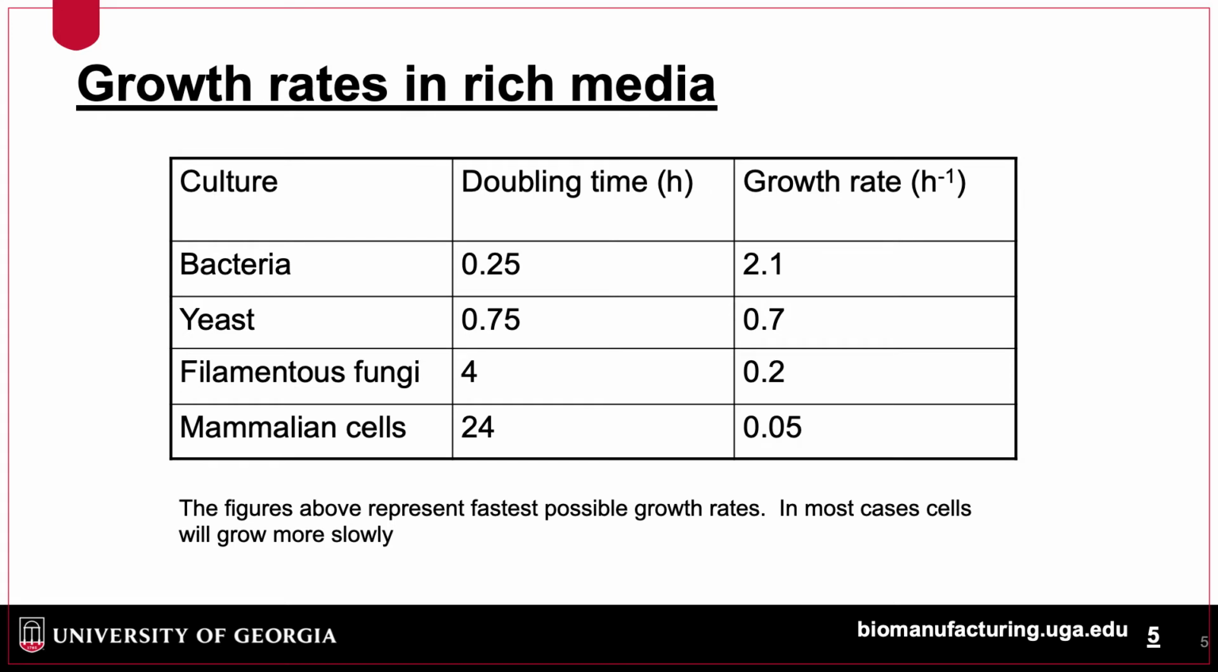Doubling times for bacteria are greater than fungi, and mammalian cells have the slowest doubling time as shown by the table. Growth rates up to 2.1 per hour are achievable with bacteria, but practically fermentations are run at a slower rate as inclusion bodies can form if cells grow too fast.